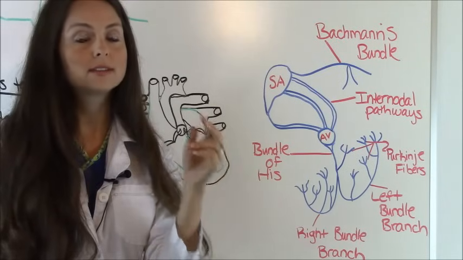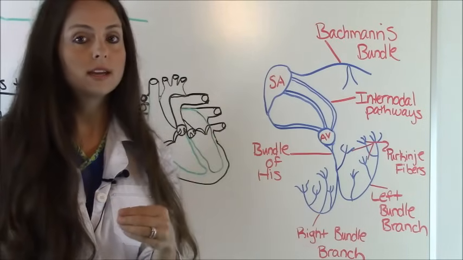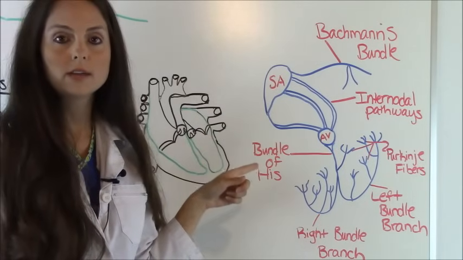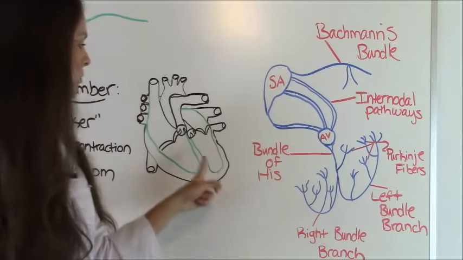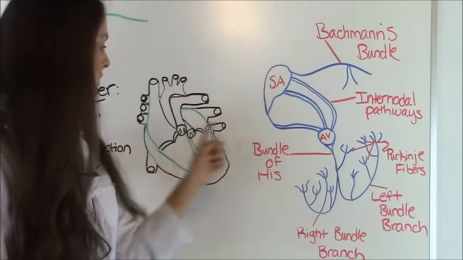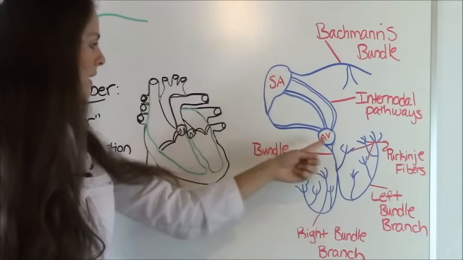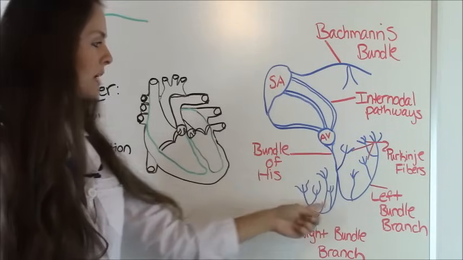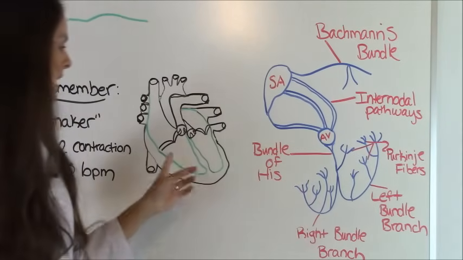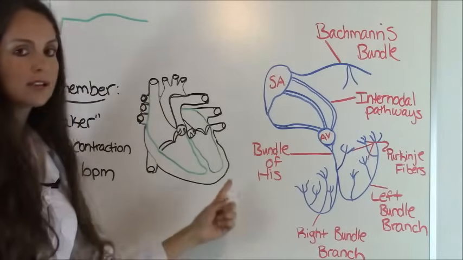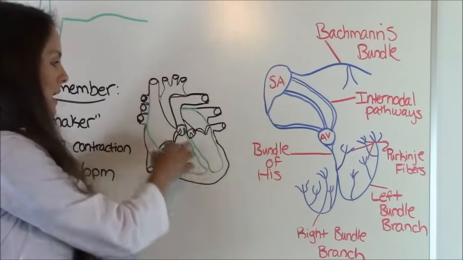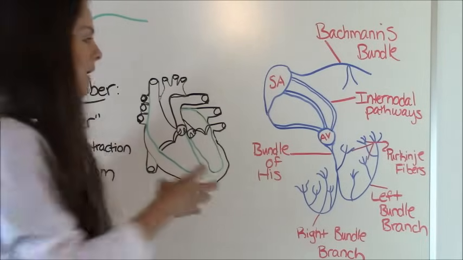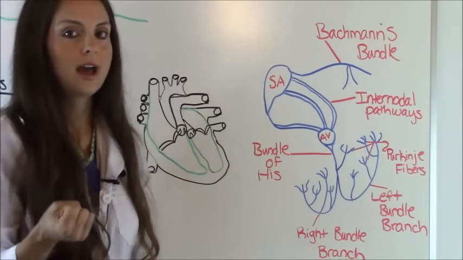Then it sends the impulse down through the bundle of His, which is between your ventricles. Your bundle of His is located in the intraventricular septum, which is this area right here. So you have the AV node in this area, and then the bundle of His goes down into the intraventricular septum and branches off into your right and left bundles. This is your right side of the heart, and that's your left side. Then your Purkinje fibers go over the ventricular tissue and allow that contraction to happen.